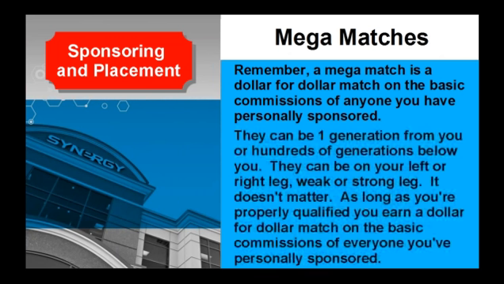And it doesn't matter whether they're 1 generation from you or they're 100 or 1,000 generations below you. It doesn't matter whether they're on your left side or your right side, and it doesn't matter whether they're in your weak leg or your strong leg. As long as you've sponsored them and you're properly qualified on your Tracking Center 1 and they earn a basic commission, then you will earn a mega match, which means that if you've sponsored 1 person, you have the potential for 1 mega match. If you've sponsored 10 people, you have the potential for 10 mega matches. If you've sponsored 100 people, you have the potential for 100 mega matches.